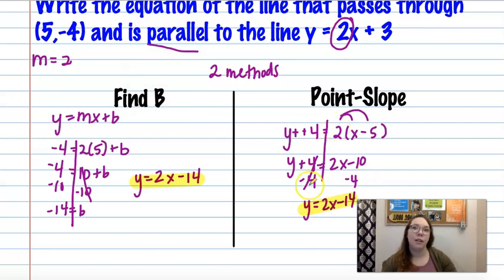I'm never going to force you to do one over the other. I used to really like finding b when I was in school, and then when I became a teacher, I started liking point slope. So truly there is no better, easier one, really. It's just whichever one makes the most sense to you.